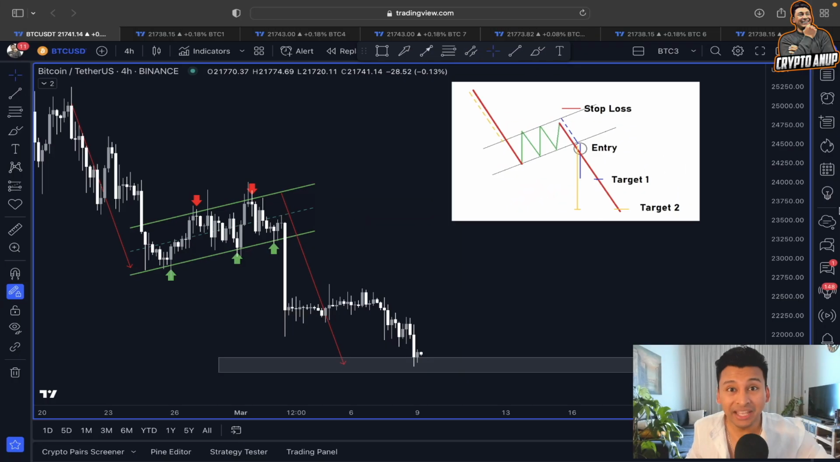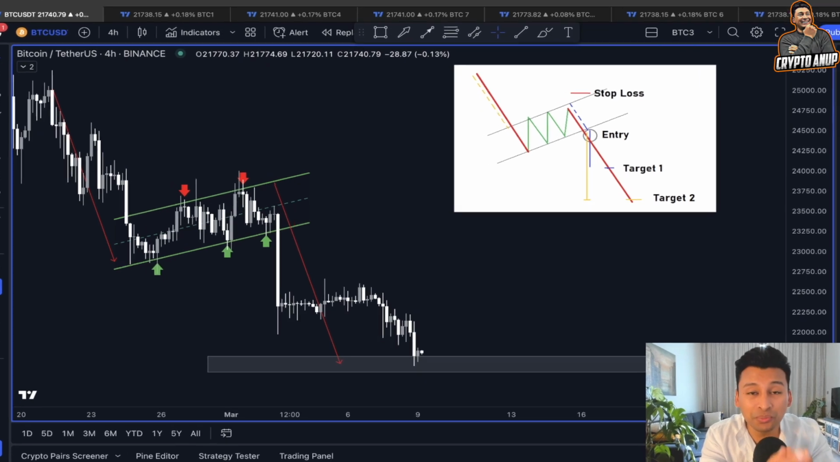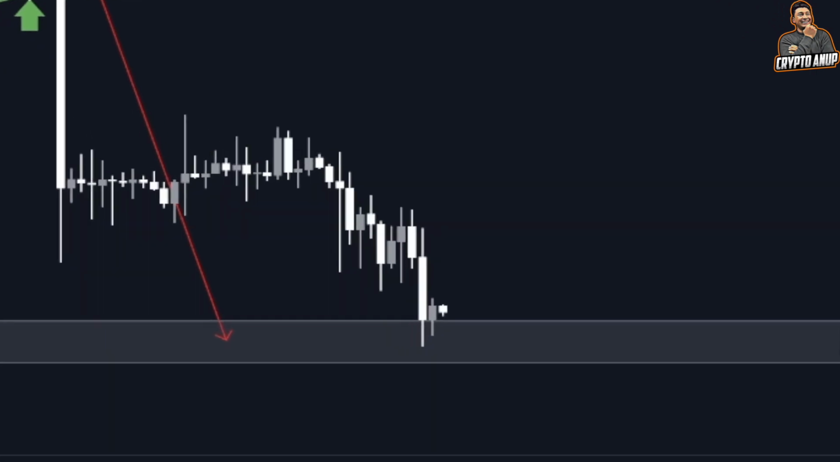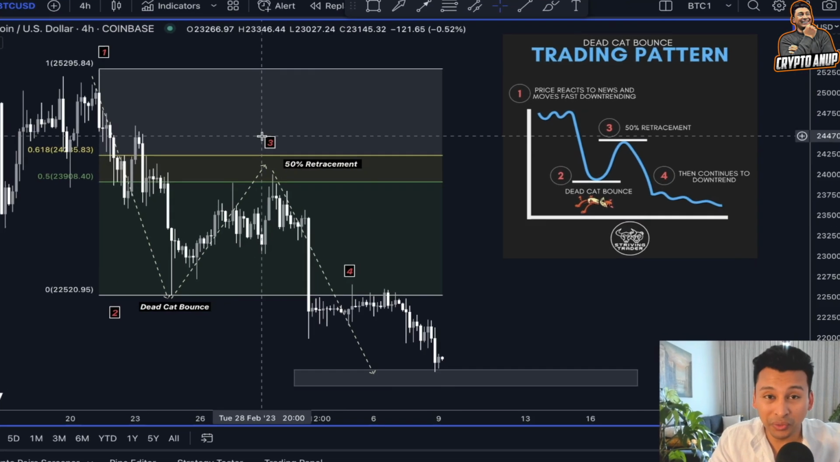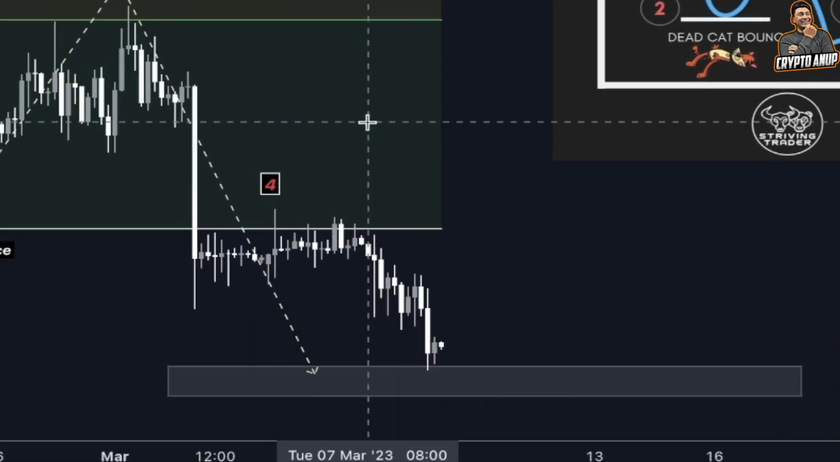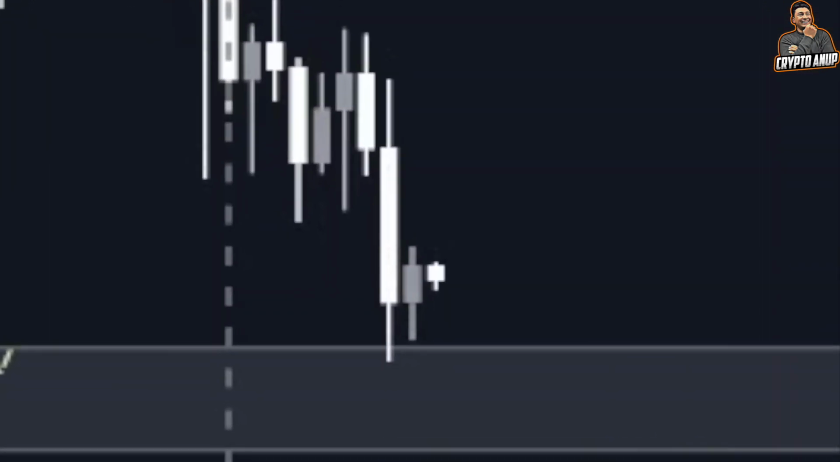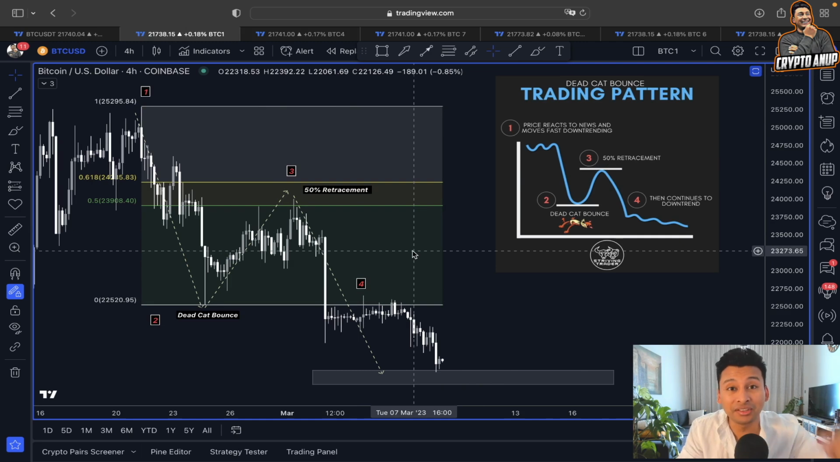So as we can see, guys, the price of Bitcoin did pretty much exactly like how we predicted. We came exactly to the price objective from this bear flag pattern and even the price objective from this 1-2-3 reversal or dead cat bounce trading pattern. Yes, because we were talking about this scenario for a couple of weeks.